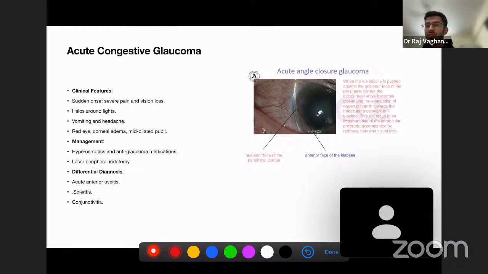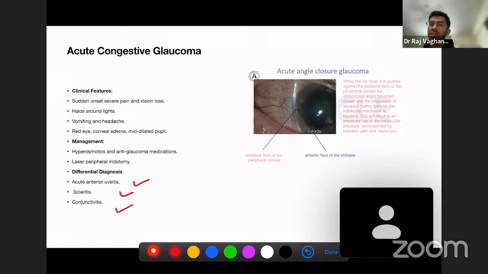So it is more or less the same as that of acute angle closure glaucoma. Acute angle closure glaucoma or acute congestive glaucoma is one or more the same. Management is the same: laser peripheral iridotomy, hyperosmotics, and anti-glaucoma medications. Differential diagnosis is acute anterior uveitis, scleritis, and conjunctivitis. So this is not something very new we are learning.